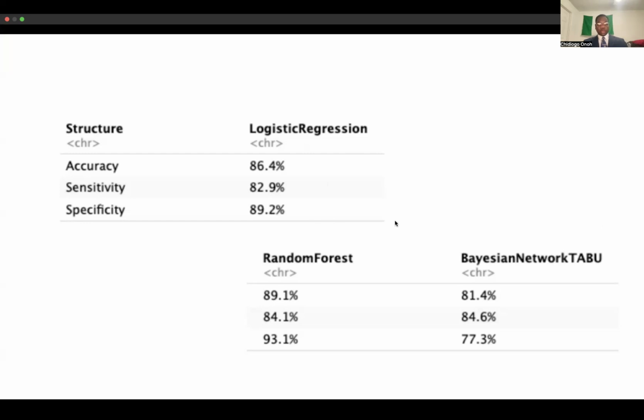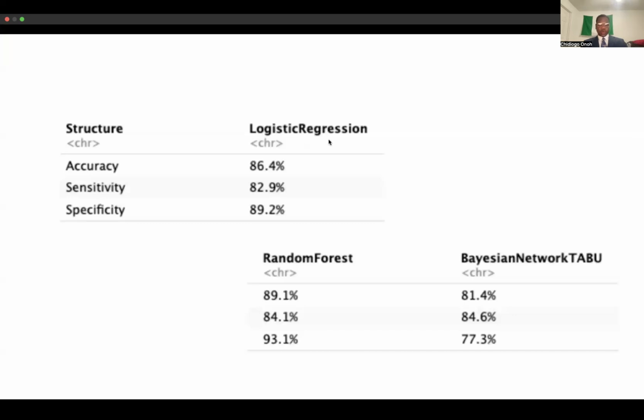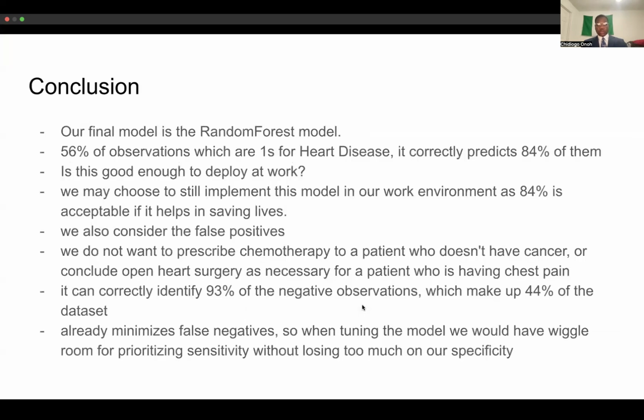So our unsupervised method did do the worst of the three. This is expected since we're not using the target variable. Typically unsupervised methods do worse, but the Bayesian network does include the target right here, heart disease. Logistic regression is second, and random forest came out to the best results. So in conclusion, our final model was our random forest model.